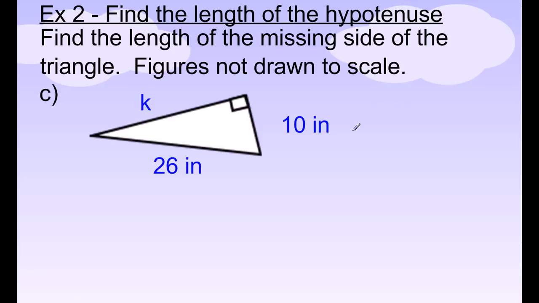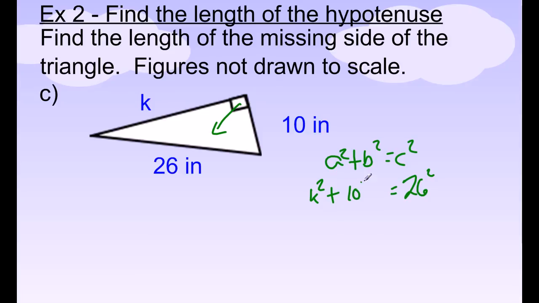Okay, let's see how we did. Formula first: A squared plus B squared equals C squared. That is my hypotenuse, so 26 squared goes here. The two other legs can go in the A and the B anywhere you want them. I am going to put my K here and my 10 here.